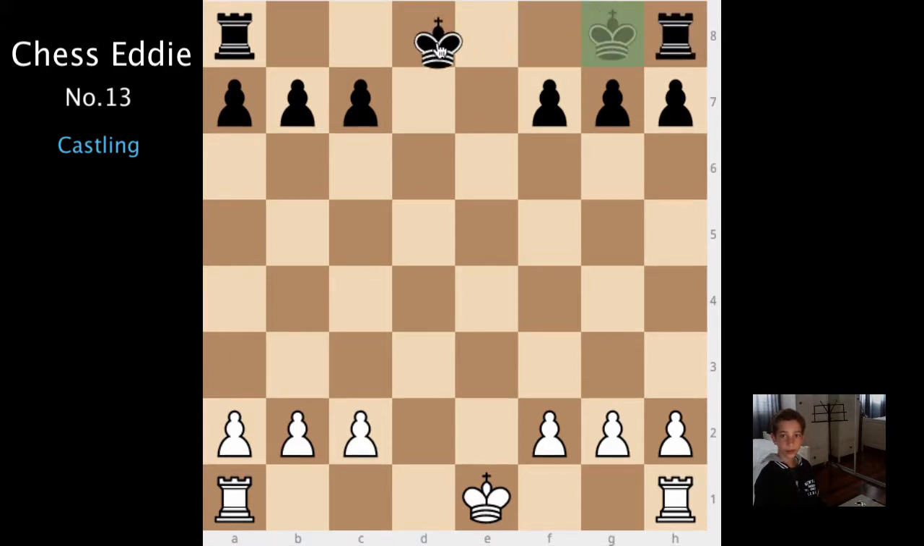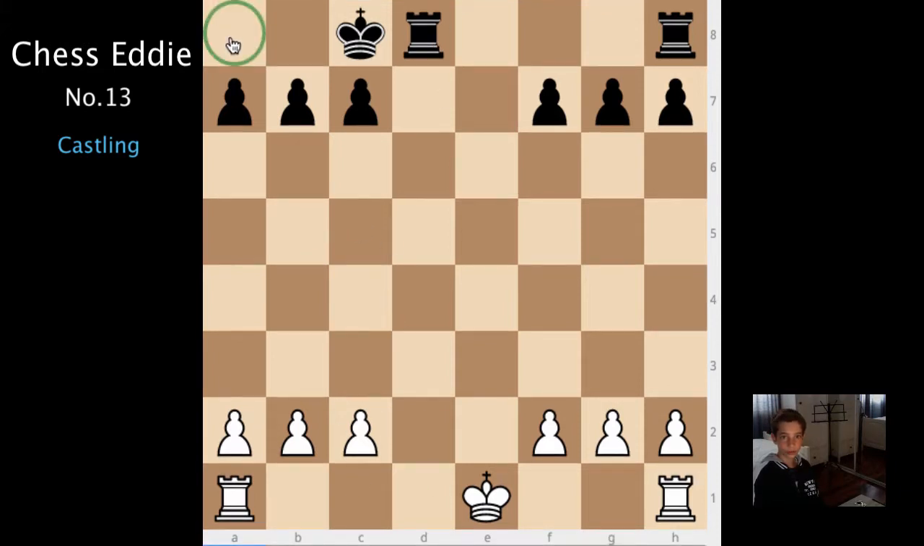For black now, queenside is the king goes to c8, and the rook goes to d8. This is the a rook, because of the a coordinate, and this is the h rook, because of the h letter right here. So that was my first example of castling and how you actually do it.